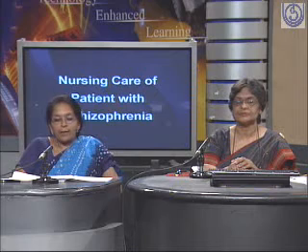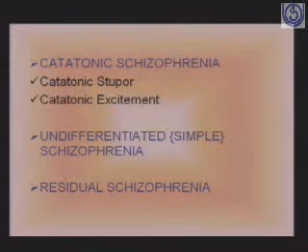Coming to catatonic excitement, this is wild behavior, mostly in an unpredictable manner. For example, the patient will be agitated, excited and violent. Aggressive motor activity without any emotional expression. The patient may suddenly attack people, destroy articles, tear clothes, and most important, it is unpredictable.